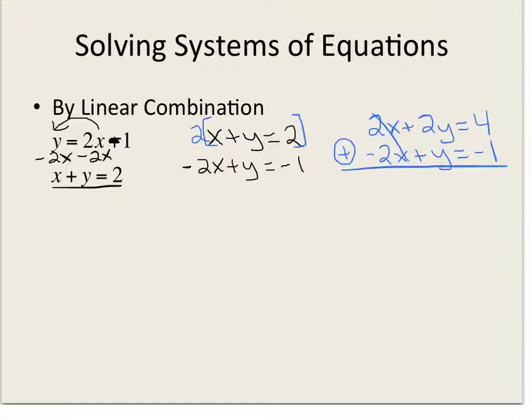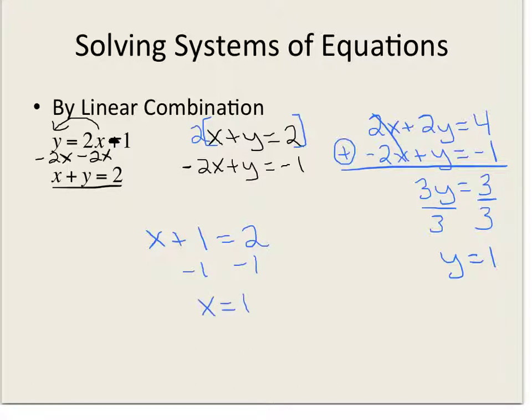The 2x and the negative 2x cancel, which is what we wanted to do. That's your goal, so always make sure that happens. The 2y plus the y gets me 3y, and the 4 plus negative 1 gets me 3. Divide both sides by 3, and you get y equal to 1. So now we have one variable. We need the other one. So you can go back to either of your two equations, doesn't matter which one, and plug in 1 for y. Solve for your remaining variable, and you see that your solution is 1, 1.